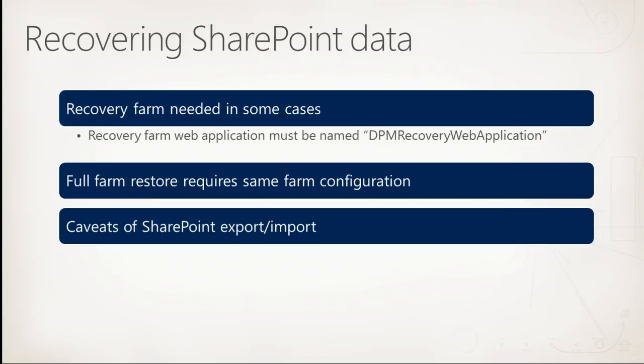The next one is the full farm restore requires the same farm configuration. So we didn't show you the whole full farm restore stuff. It's quite a lot to show in a demo, and it doesn't really make that much sense. But if you did want to restore those configuration databases and the associated database with central admin, you can do that. And the reason you can do that is because those snapshots that we talked about, that volume shadow copy services, what it does is it snaps those databases at the exact same point in time.